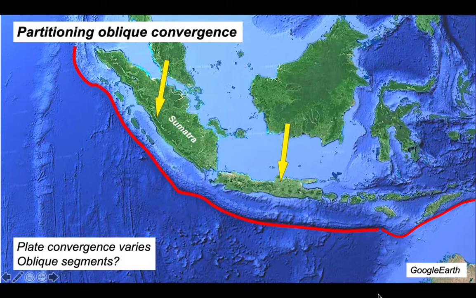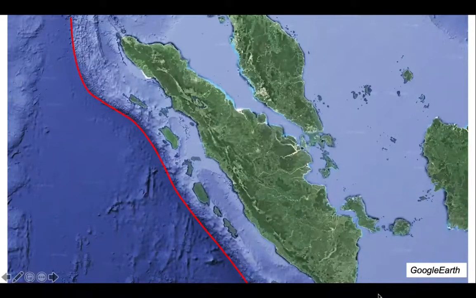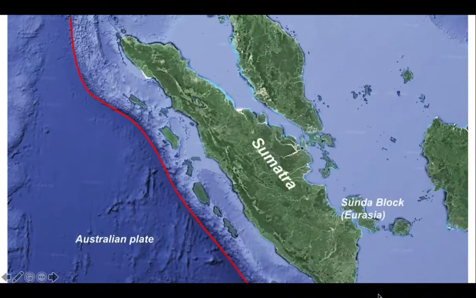Let's go and have a look at the tectonics around Sumatra. So here's Sumatra. Let's give it some context. We have the Sunda block over on the right-hand side, a continental component of the Eurasian plate, and on the left we have the floor of this part of the Indian Ocean, which constitutes part of the Australian plate, and the plate boundary runs down the trench following the red line.